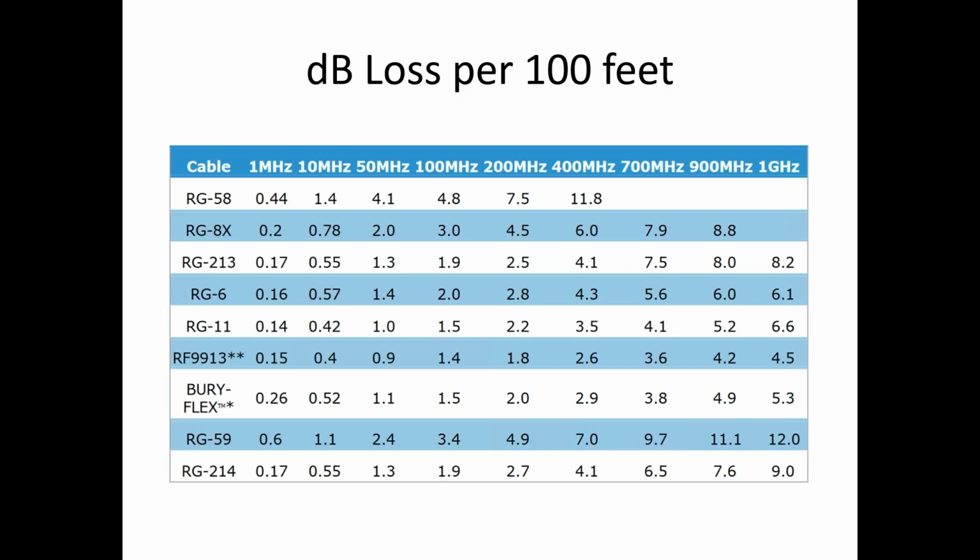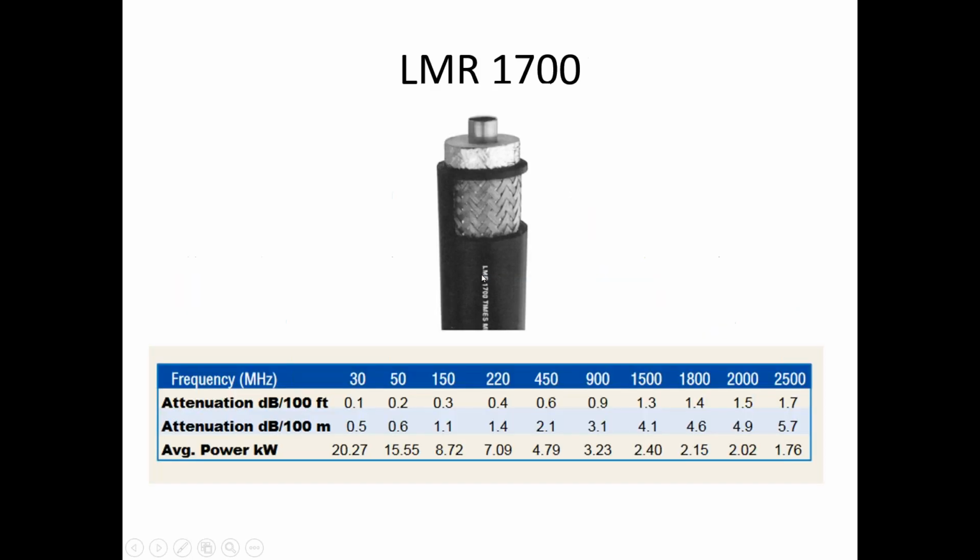No. So if you know that you're going to be at 400 megahertz, you're going to decide on a cable that's going to give you the least amount of power loss. I mean, obviously you don't want this. So you want the least amount of power loss. Again, it's expensive to do this, but you have to decide exactly what you're doing. Now, here's an example of a cable, LMR 1700. Look at the loss in this cable.